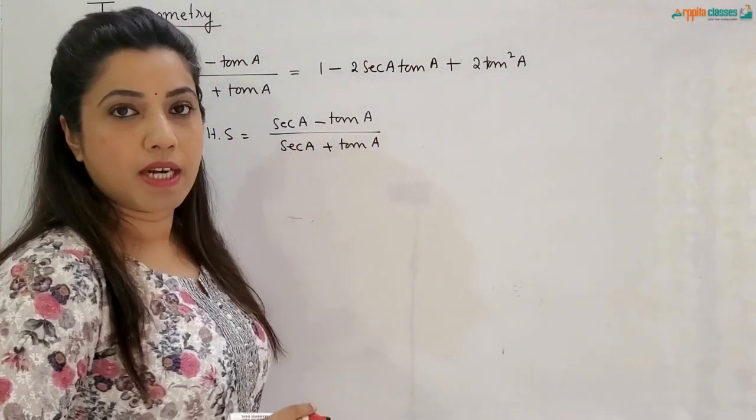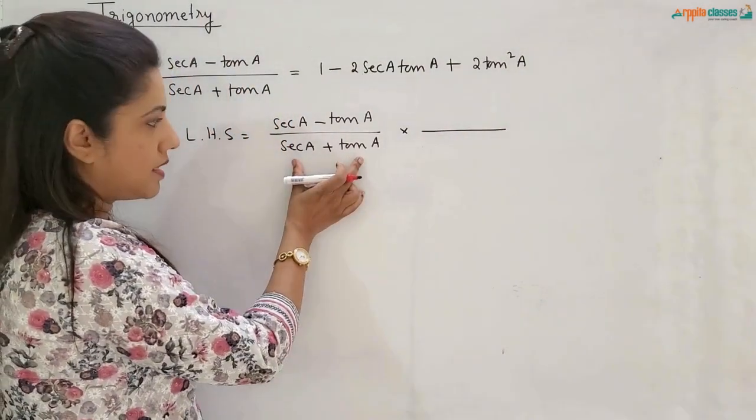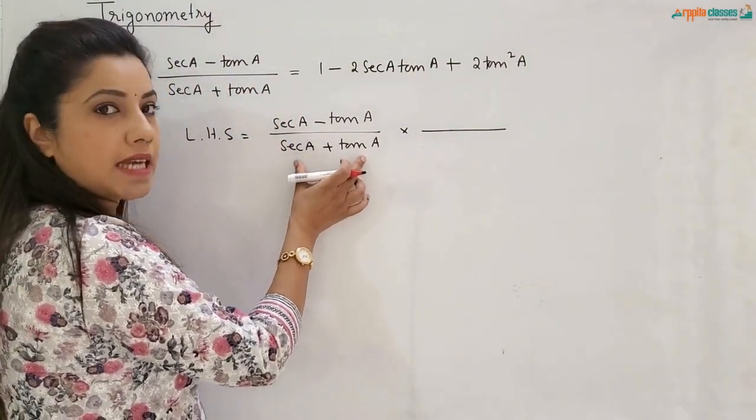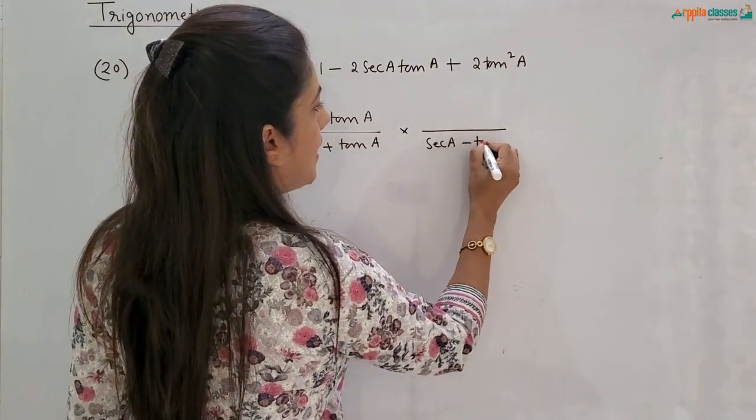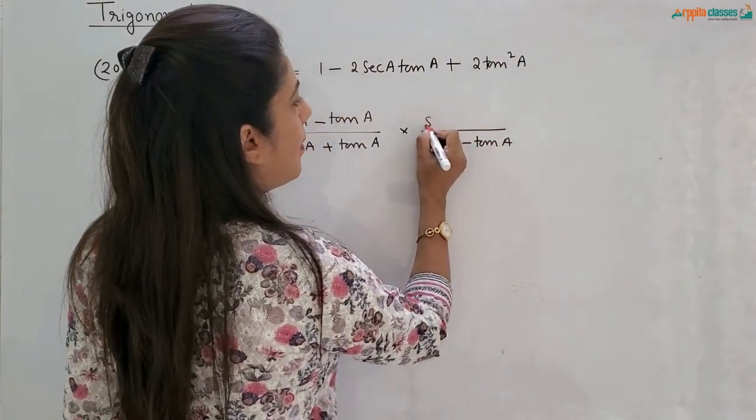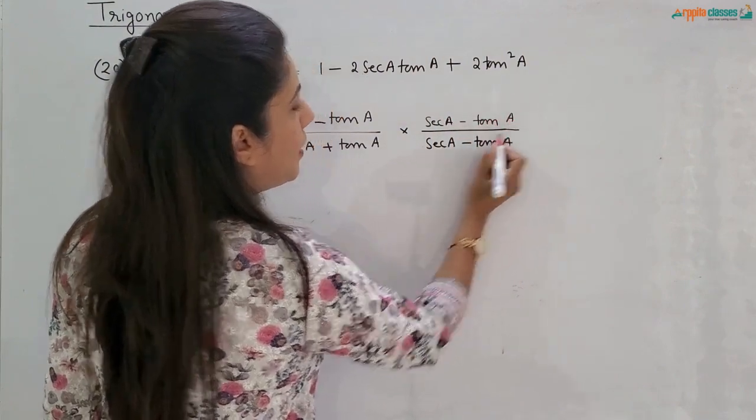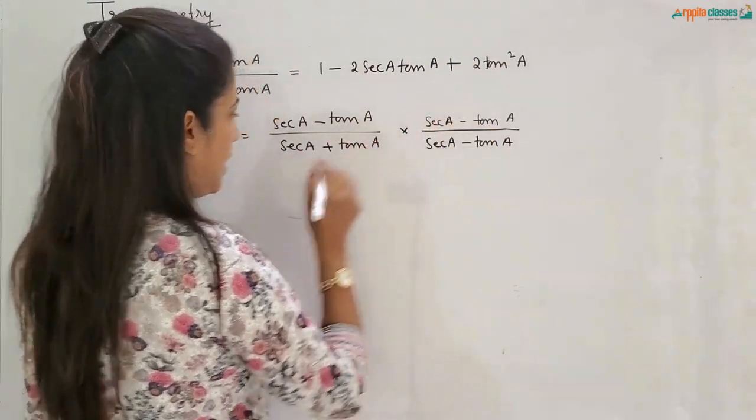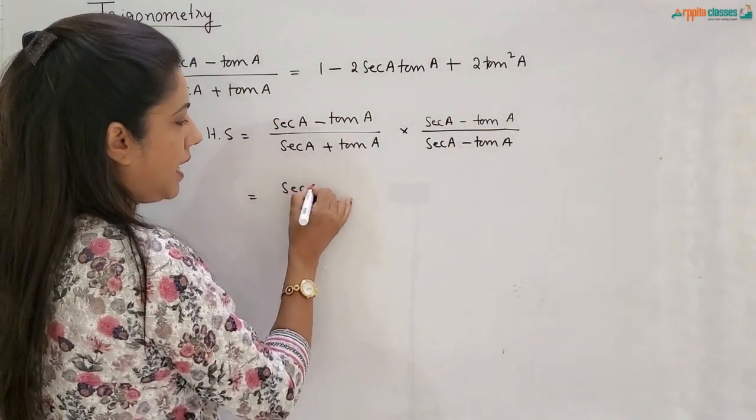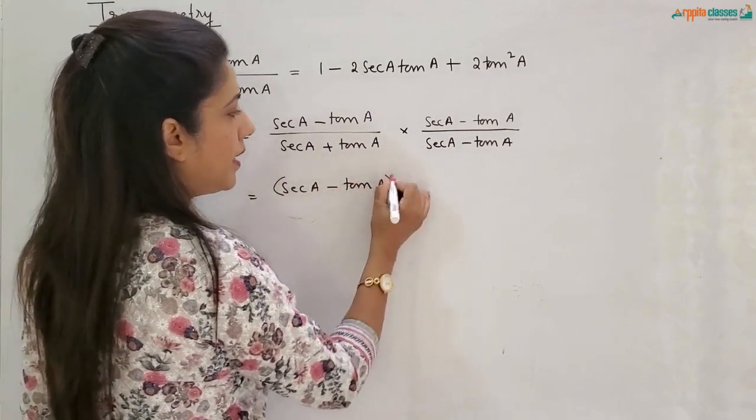Again we are going to rationalize the denominator. So we'll multiply by the conjugate of this, that is sec A minus tan A, up and down. So we'll multiply by sec A minus tan A, up and down. So in the numerator, if you see, we get A minus B into A minus B. That is my A minus B the whole square.